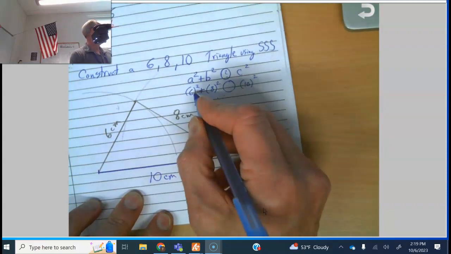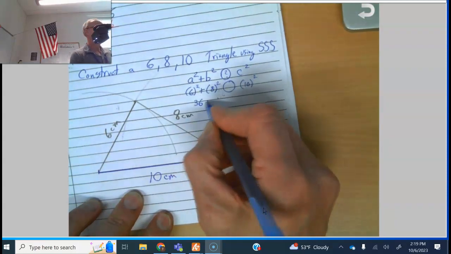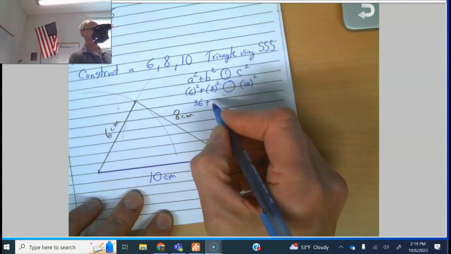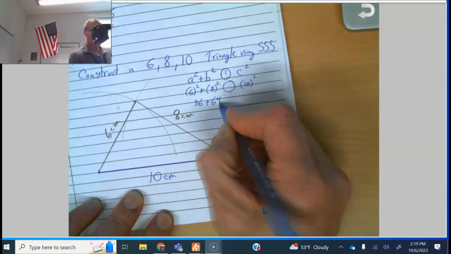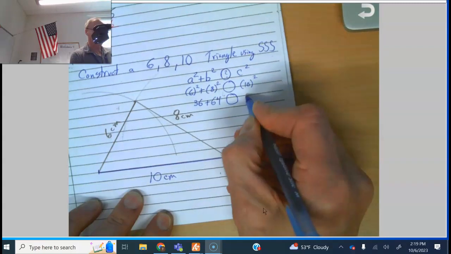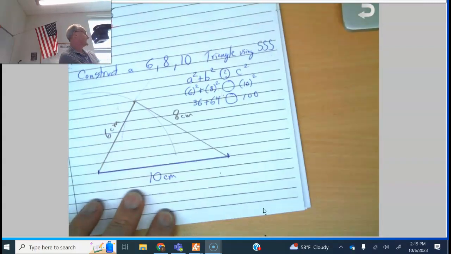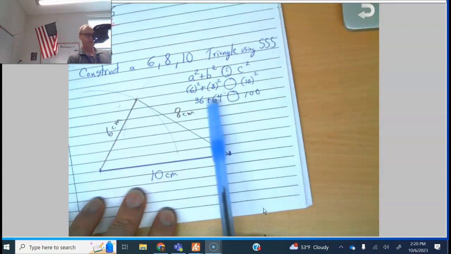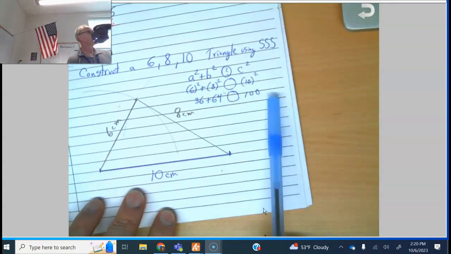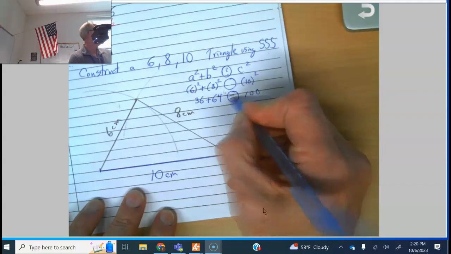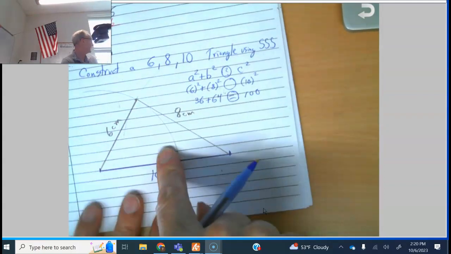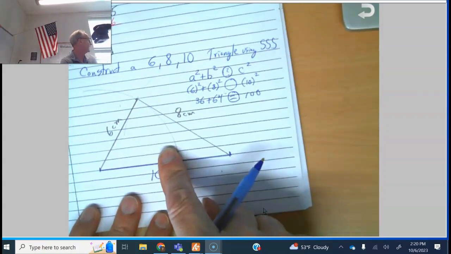6 squared is 36. What's 8 squared? 64. Is that equal to 10 squared? It's equal, right? This is true? This is equal? Then this is a right triangle, for sure.